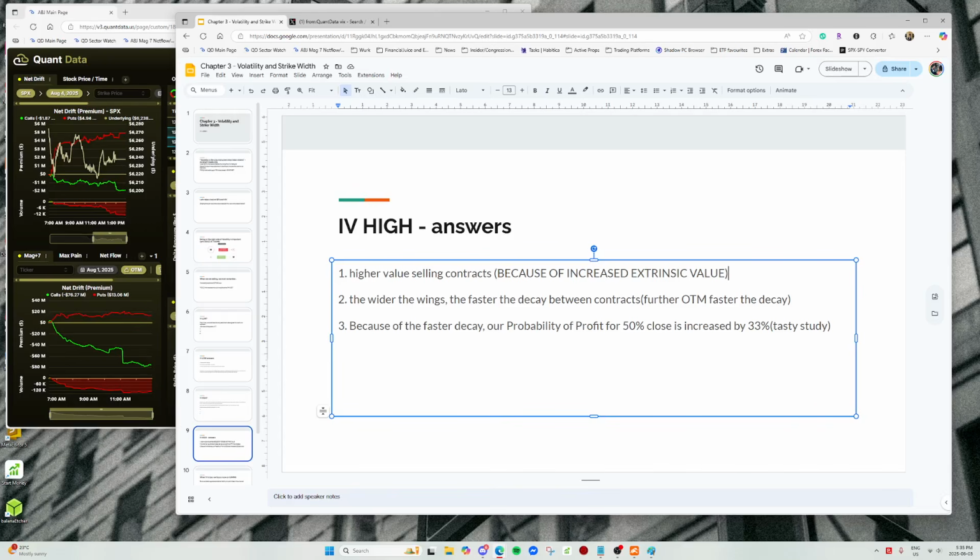So this is why when IV is high, when IV gives us that opportunity to sell so much further, we want to take those opportunities because we know that our probability of profit is faster. Because of the faster decay, our probability of profit for 50%, right? Say you sell something for $1 and you're only looking to buy it back at 50 cents. When IV is above 30%, you actually have a higher probability of closing it at 50% purely based on volatility contracting. And it is increased by 33%. Okay, so we're going to go on now.